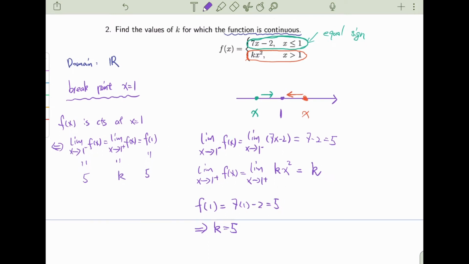Okay, so now we have found the value of k for the function to be continuous. It has to be equal to 5. If k is not 5, then the function is going to be discontinuous at the point x equal to 1, and therefore it will be discontinuous as a function. Okay, so that is our question 2.